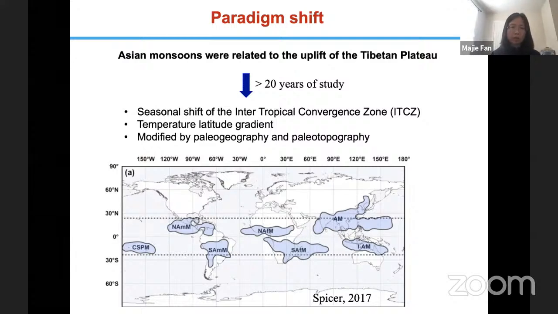He also demonstrated in many paleoclimate simulations that the paleogeography and the paleotopography, particularly the high mountains in Asia, as well as the retreat of the Paratethys, the northward movement of India and the closure of the Neo-Tethys, can modify the strength of the monsoon.